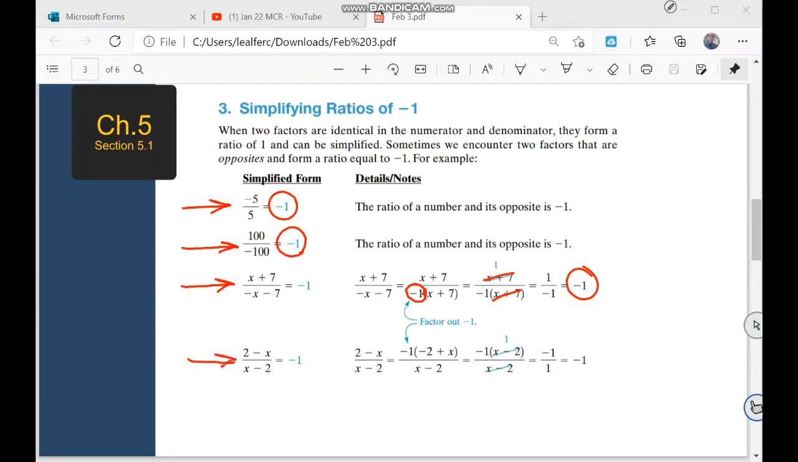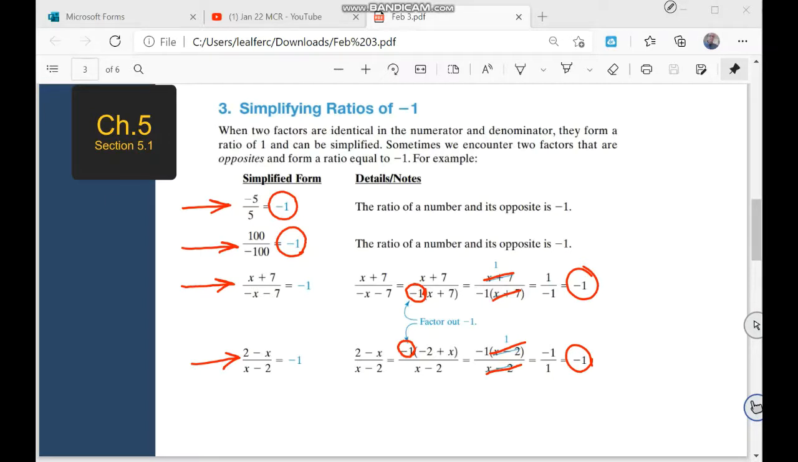Same thing here: 2 minus x over x minus 2. They are not the same factors, they are opposites. That means you can factor out -1 and simplify and find the answer is -1.